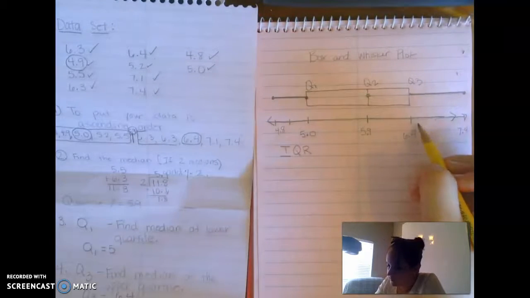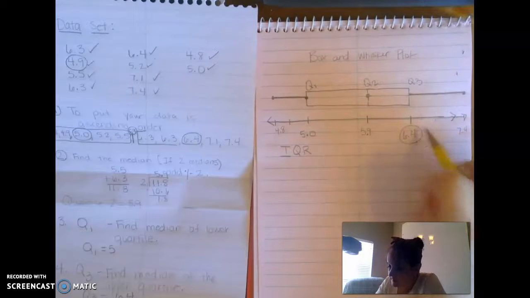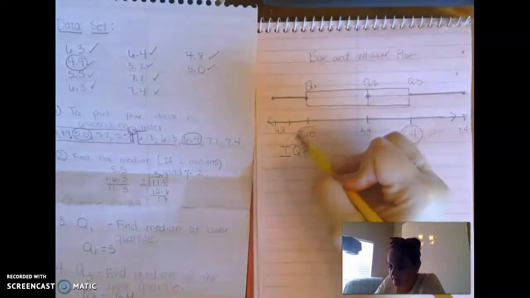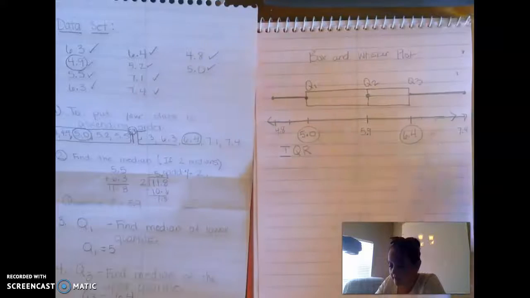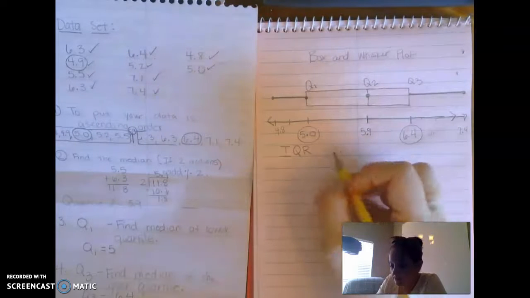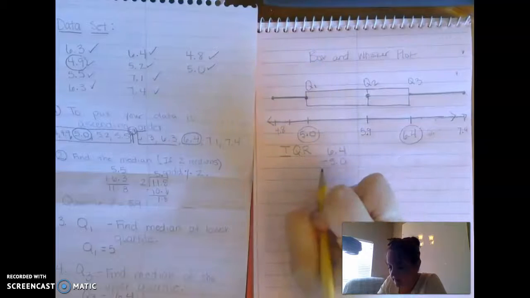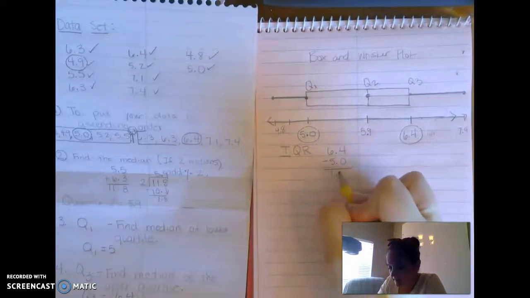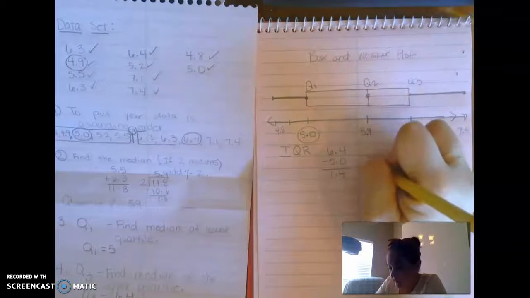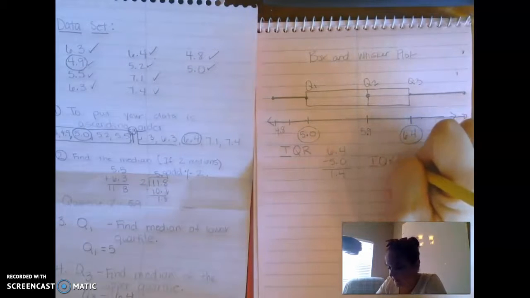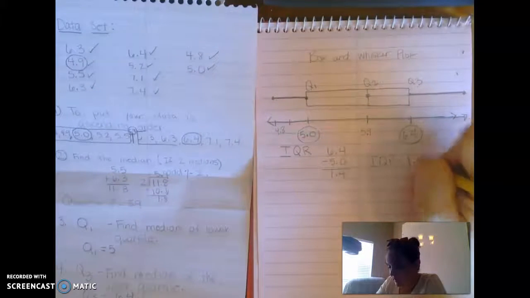Interquartile range. That is just your highest, quartile 3, minus your lowest, quartile 1, and you subtract 6 4/10 minus 5, 1 4/10. So your IQR is equal to 1 4/10.